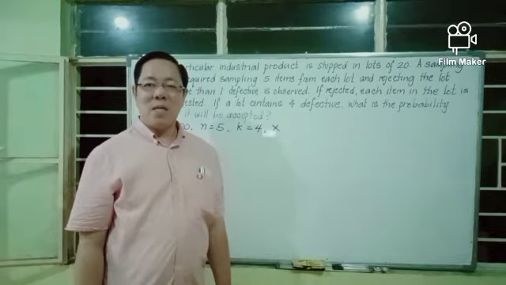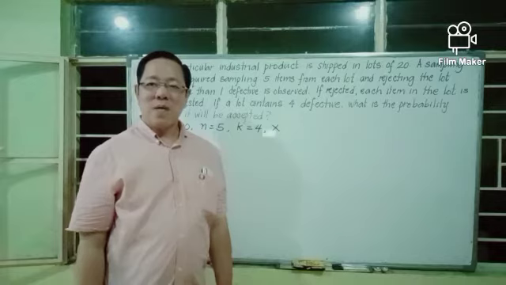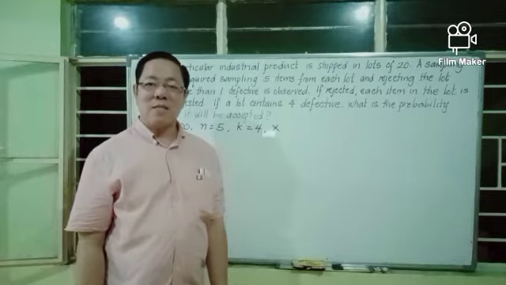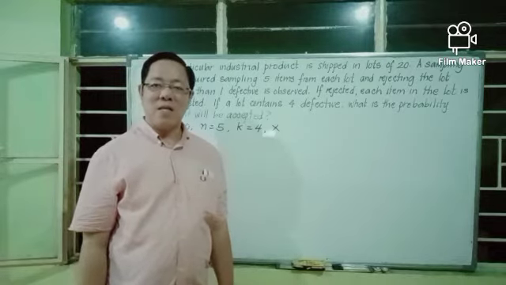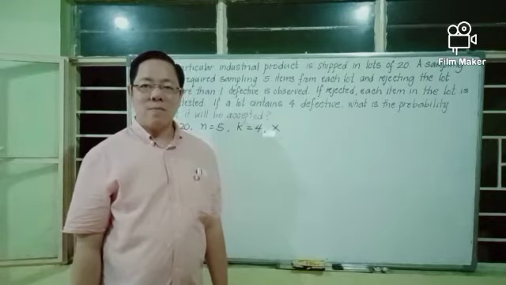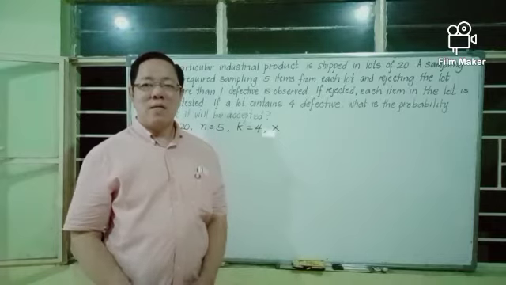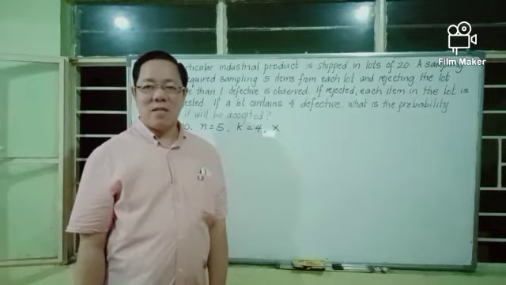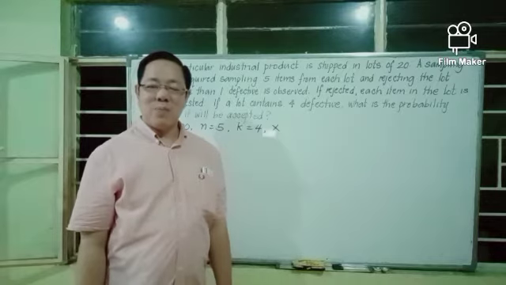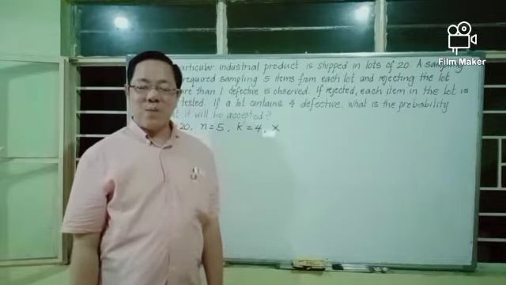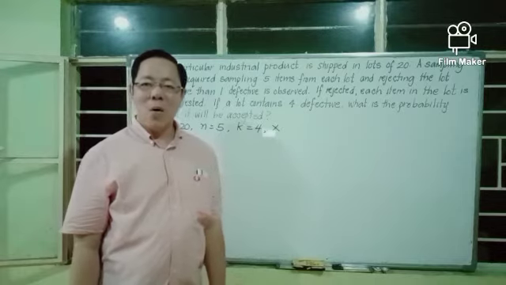Then the lot will be accepted, because the problem says that the lot will be rejected if the number of items in the sample of 5 that is tested defective is more than 1. That means from 2, 3, 4, 5, the lot will be rejected. And that means the lot will be accepted if the number of items that is tested defective in the sample of 5 is 1 or 0.